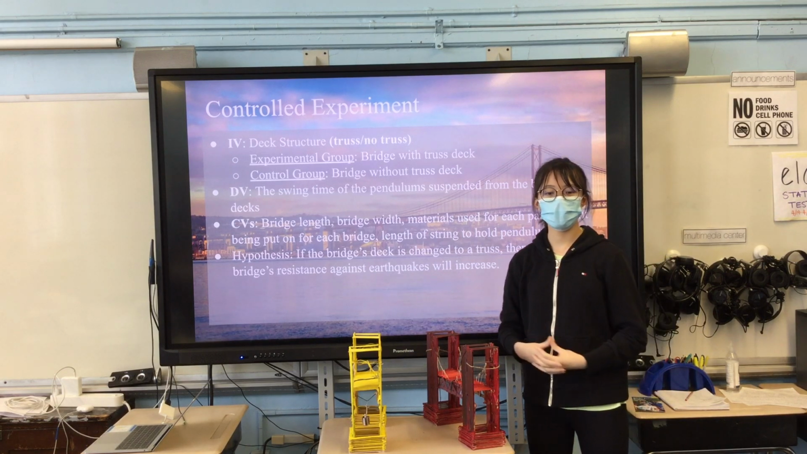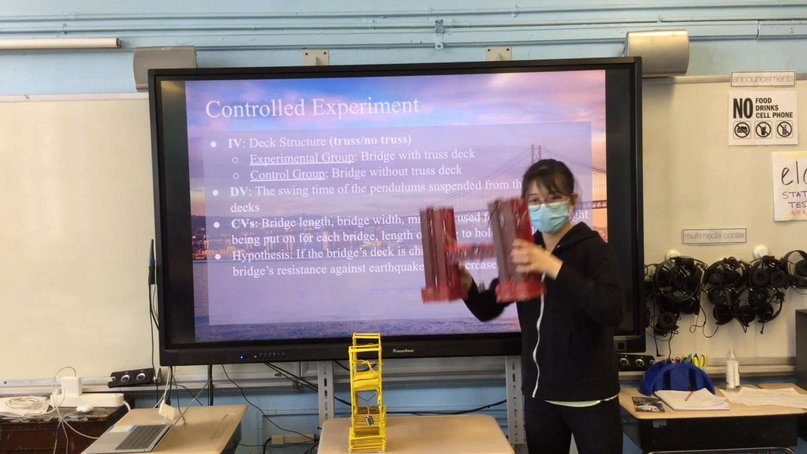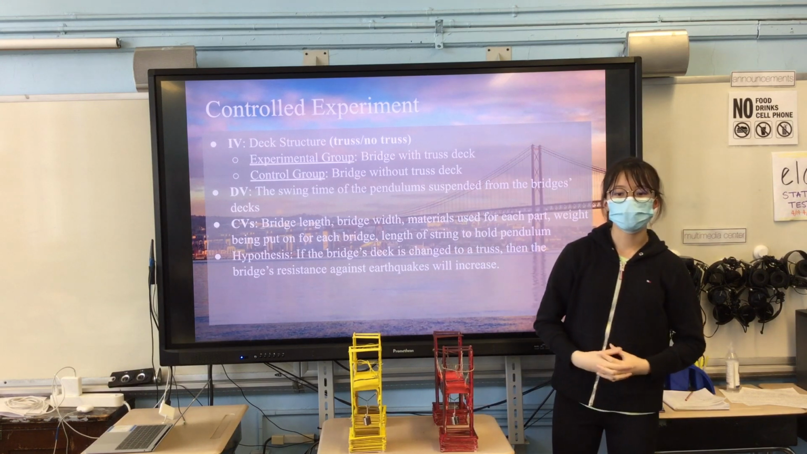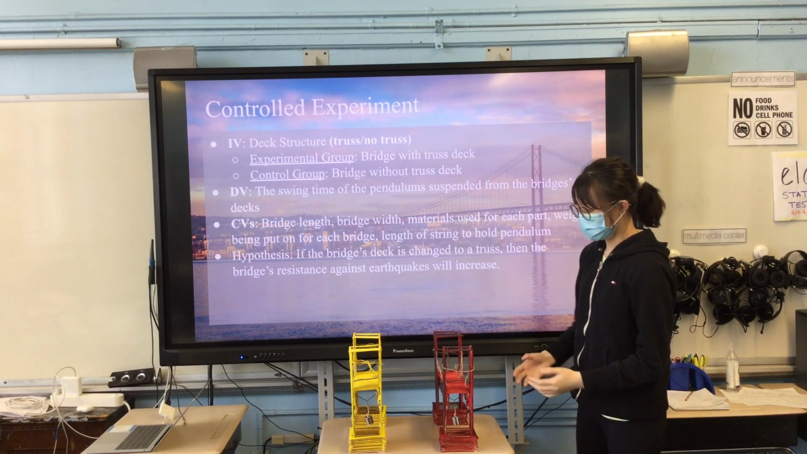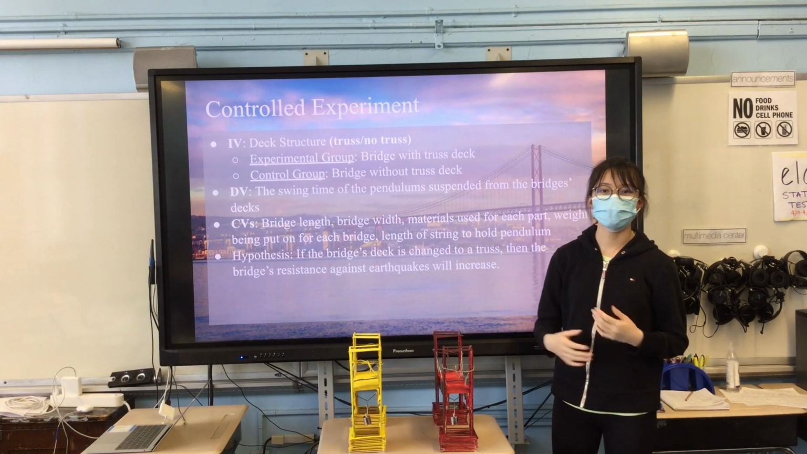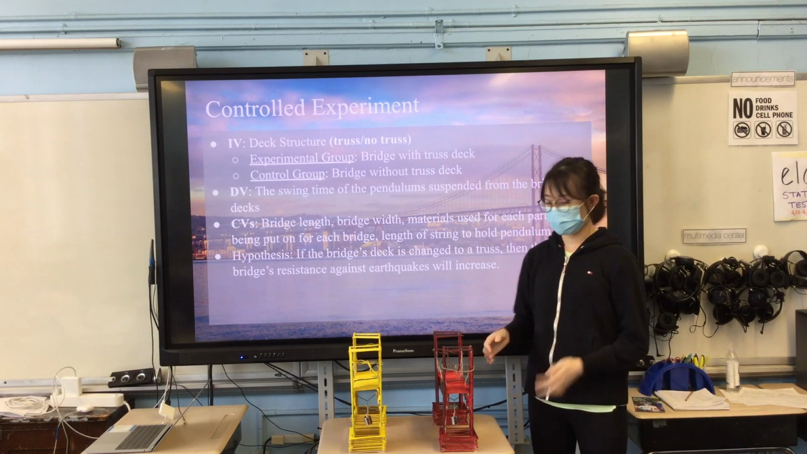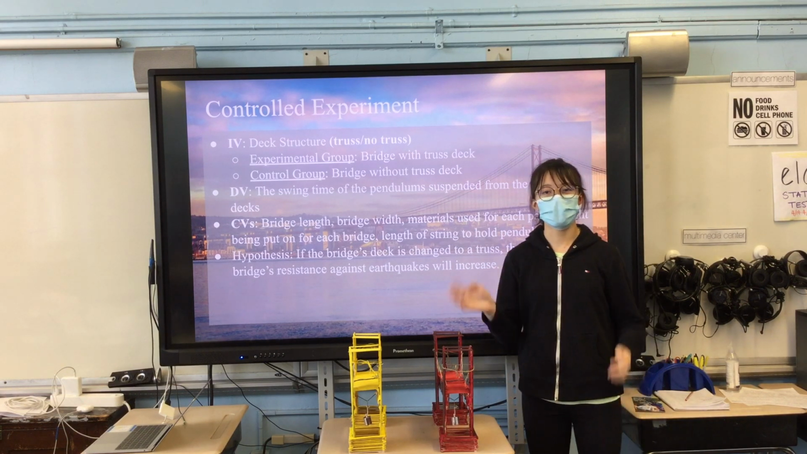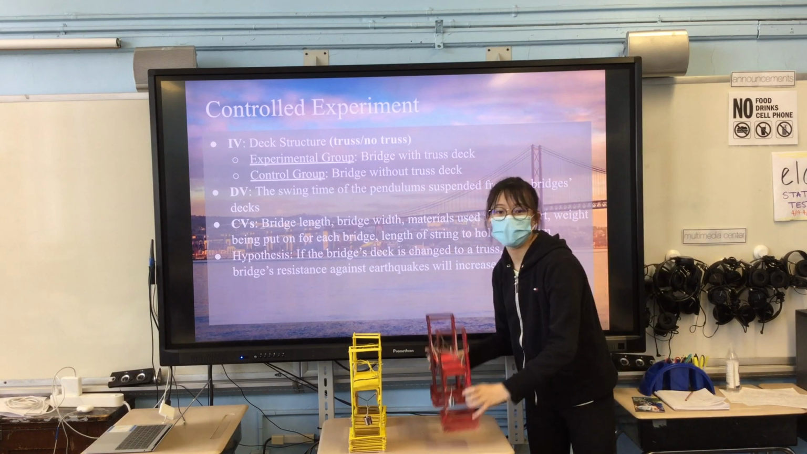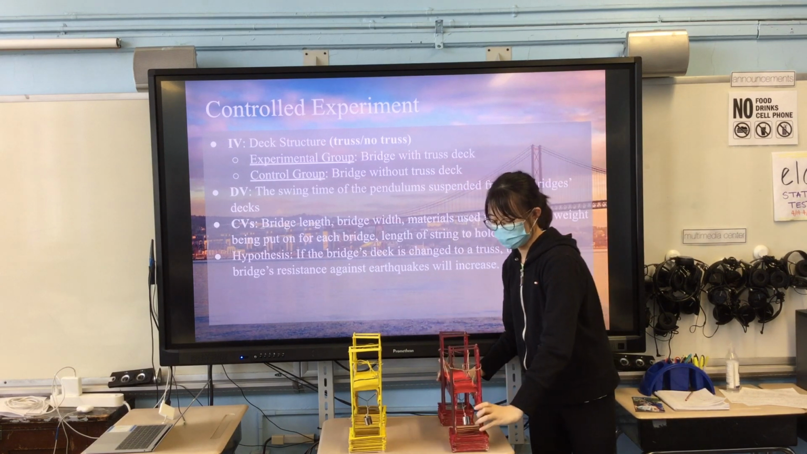So our dependent variable is the swing time of the pendulums, which is over here, the weights suspended from the bridge. And our control variables are the bridge length, bridge height, and the materials used for each part because we had to use the same materials for each bridge. Also, the weight being put on each bridge had to be the same for each trial. And also the length of the string to hold the pendulum, because they had to be the same length or else it would affect the data.